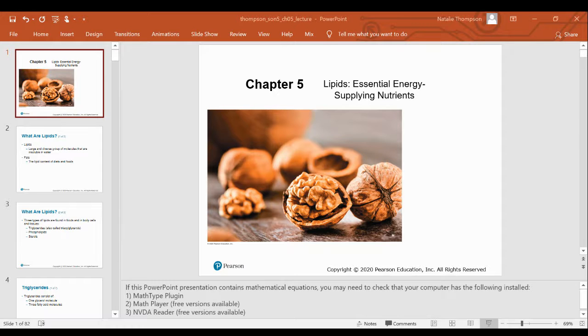Here's a picture of a fat cell. You see it has all of the nice triglyceride and then a nucleus that gets kind of pushed to the side.